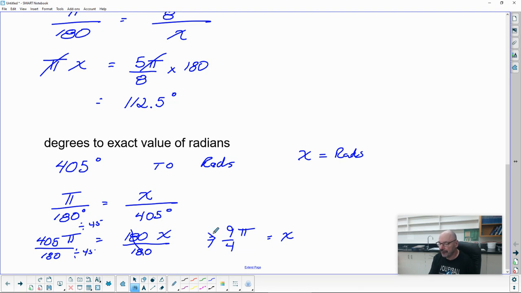Right, 9 pi over 4. Now, if you were doing that as a decimal, 9 pi over 4, you'd go 9 times 3.14 divided by 4. But often what they want in pre-cal is for you to use an exact value of radians. You don't always have to, but reducing fractions is a skill that pops up quite often. So that's our first goal basically looked at.